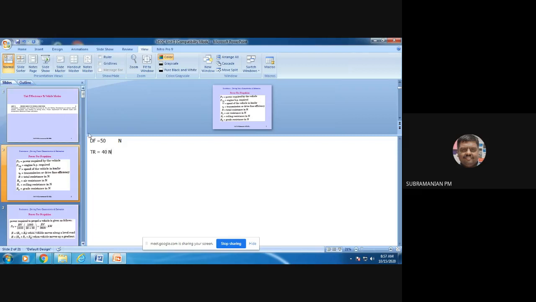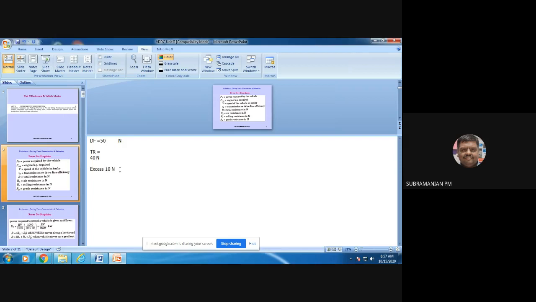Now see, this is case one. What will happen now? My driving force is greater than total resistance, so the vehicle can move forward. In case one, I will be able to move the vehicle forward. I have excess force, how much? 10 newton, 50 minus 40, 10.